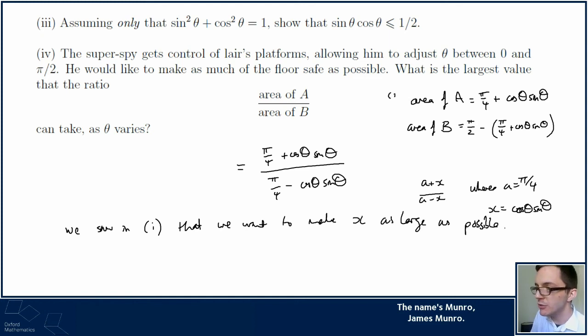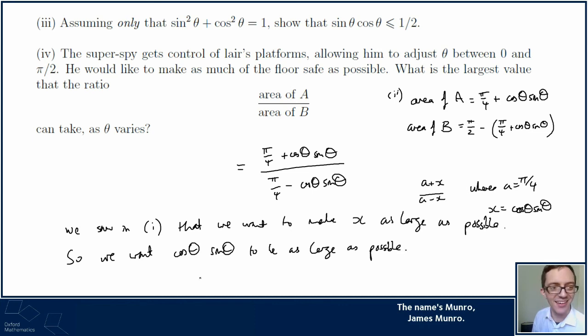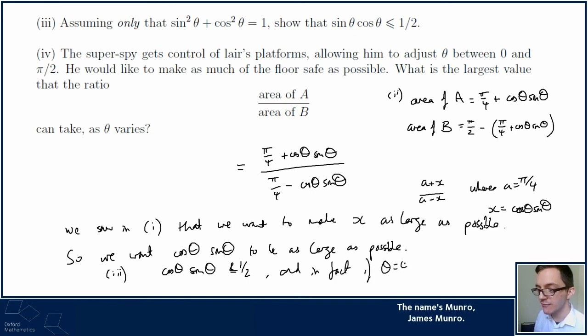Okay, following, so we use part 2 here for the area of A. We use part 1, we saw that we want to make x really large to make this function large, it's an increasing function. So we want cos theta sine theta to be as large as possible. And then part 3 tells us how to do that. Part 3 says that cos theta sine theta is less than or equal to 1/2. And in fact, if theta is equal to 45 degrees, then both of those things are 1 over root 2. Then it's equal. Okay, so that's how we make cos theta sine theta bigger.